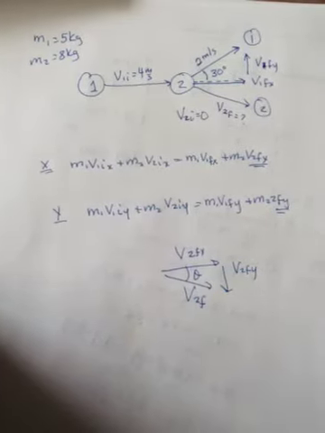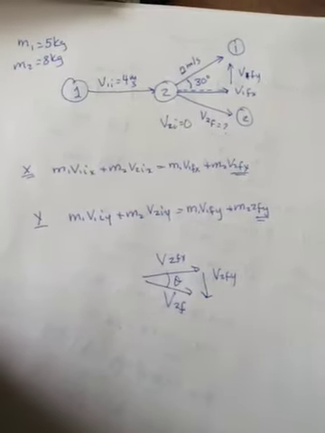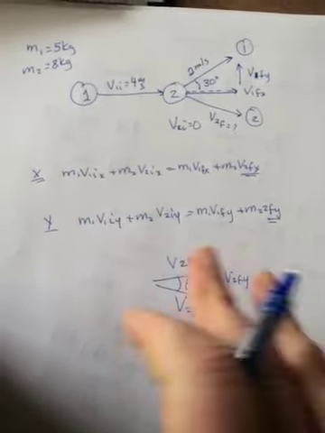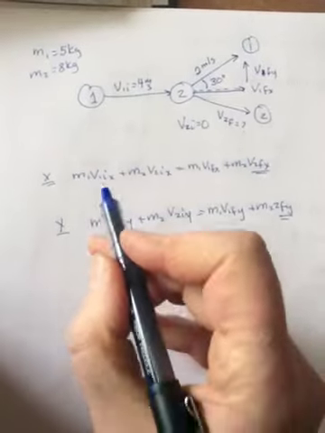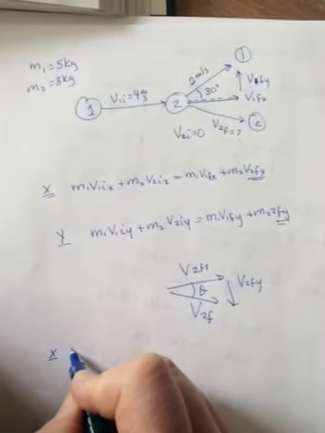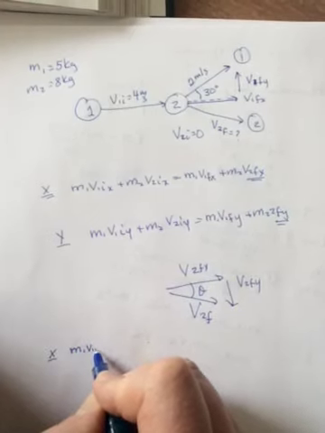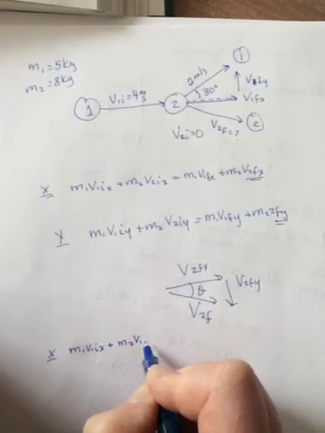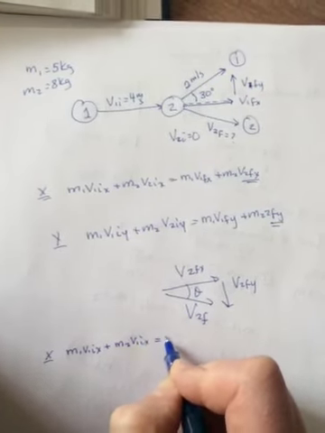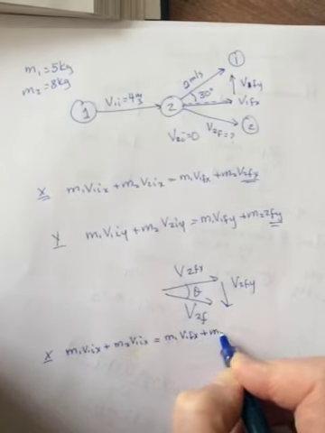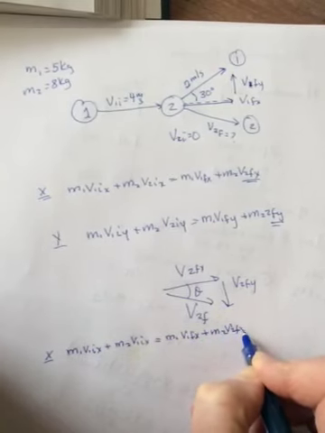Okay, since I ran out of time on the last one, I figured I might as well do the example here as opposed to just leave it. So what you would do then in the x direction, you would say m1v1 initial x plus m2v2 initial x is equal to m1v1 final x plus m2v2 final x.